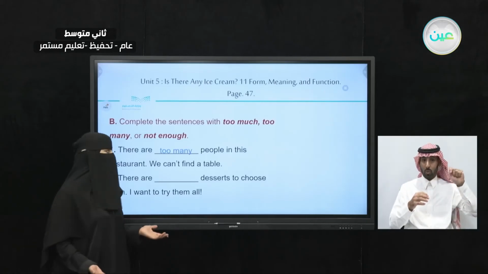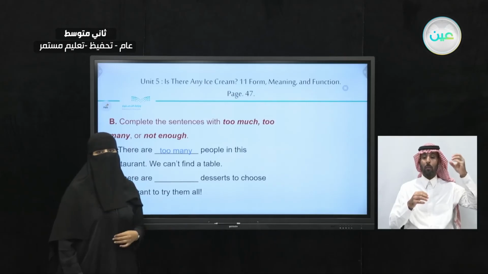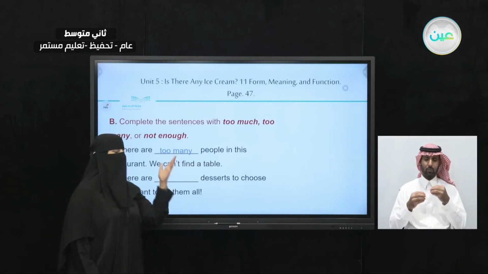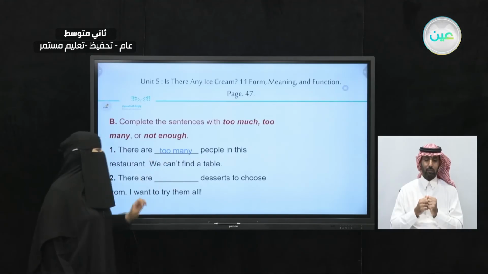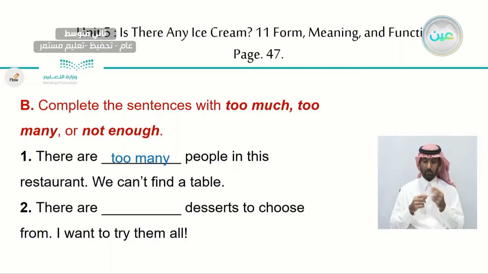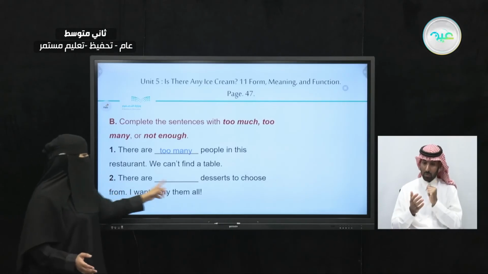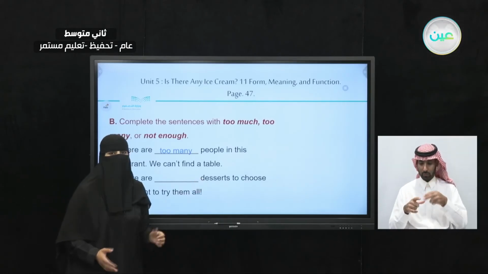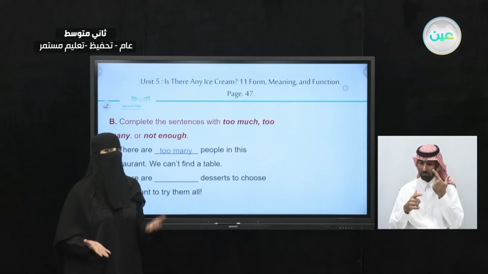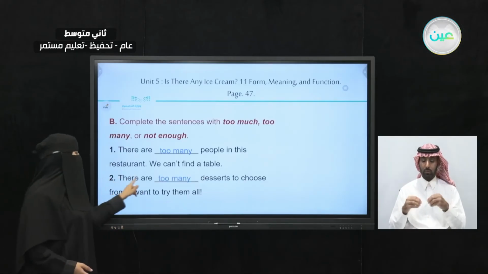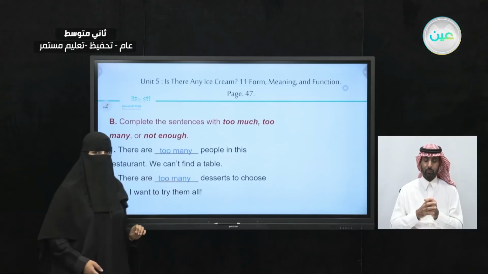People, it's a count noun. That's why we used too many. Now, the next example here. There are something desserts to choose from. I want to try them all. So for desserts, what are we going to choose? Too many or too much? Too many. There are too many desserts.